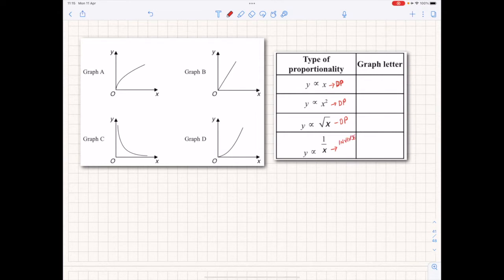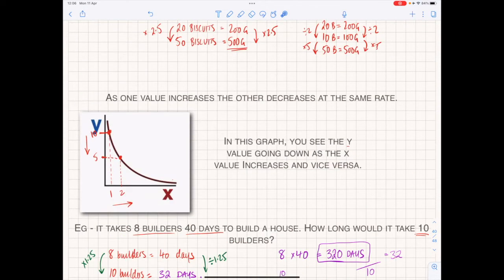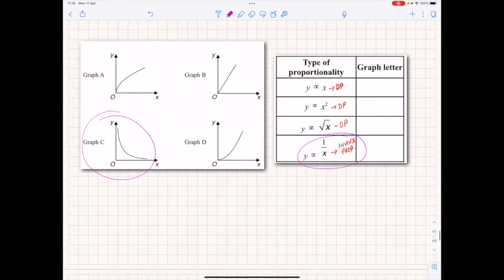Okay. So when we're talking about what we've spoken about in this first part of this video, direct proportion, as one value goes up, the other value goes up by the same amount. The first three will be an example of direct proportion. This last one will be an example of inverse proportion. So from there, you should be able to see quite quickly that this one here looks like that inverse proportion graph we had here. So we can link that last one straight away to C.